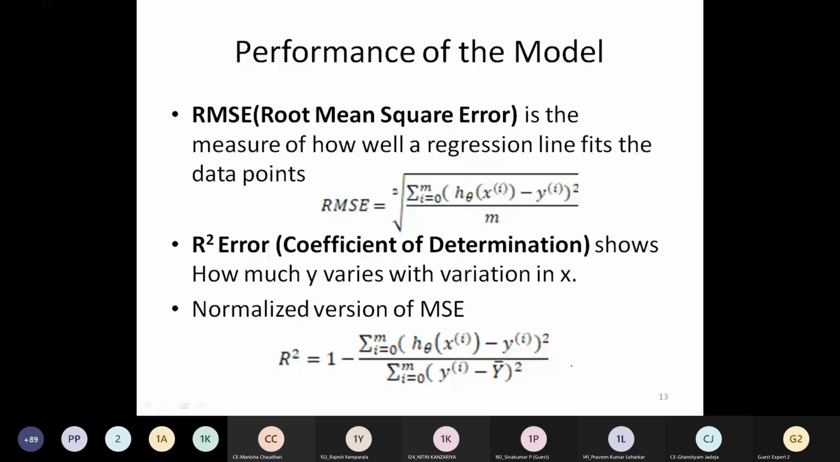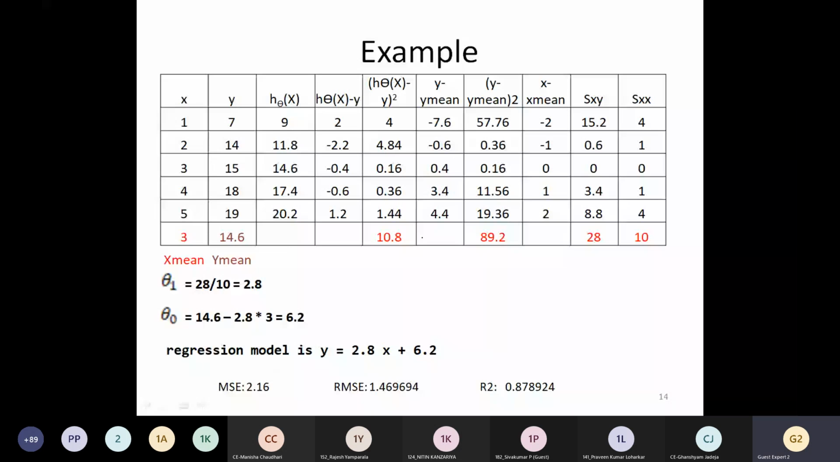Now, the example. Let's say I am taking a small data set which has only 5 samples, 5 data points. So this is our feature X and this is our target variable Y. For x1, y is equal to 7. For x2, y is equal to 14. For x3, y is 15. For 4, y is 18. And for 5, y is 19.